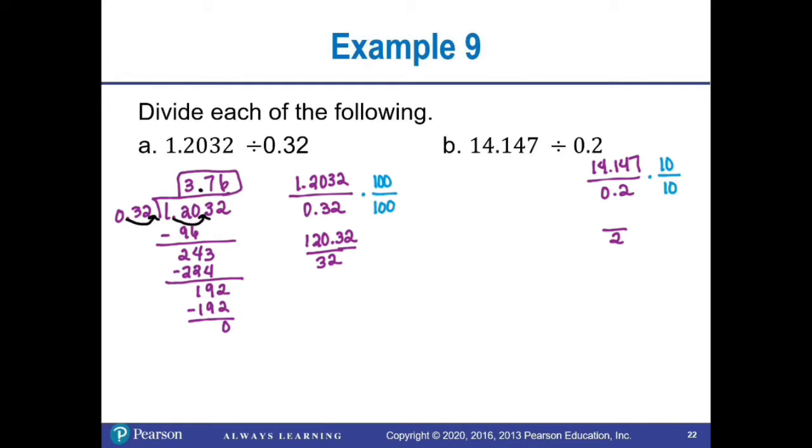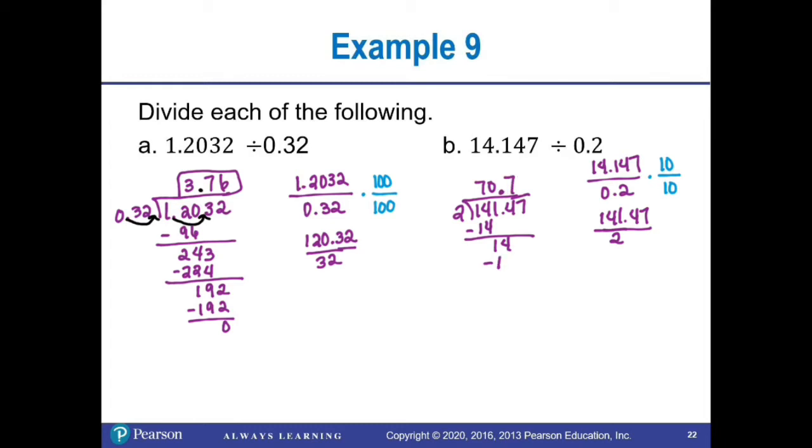14.147 times 10 is 141.47. You can use your scratch paper to multiply, or notice that when I multiply by 10, the decimal place moves 1 place to the right. Now I can write my division symbol. So I have 2 into 141.47. 2 goes into 14 7 times with none left. Bring down your 1. 2 doesn't go into 1. Bring down the 4. Now don't forget to line up your decimal point.